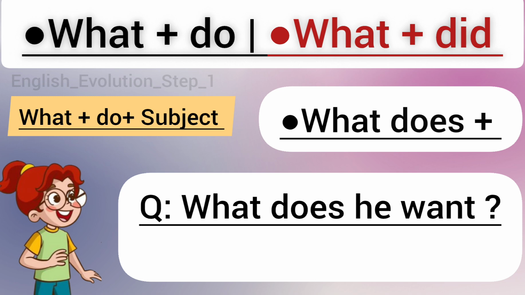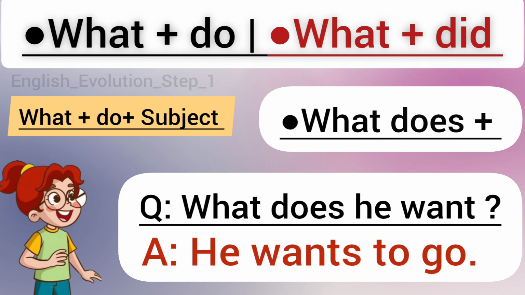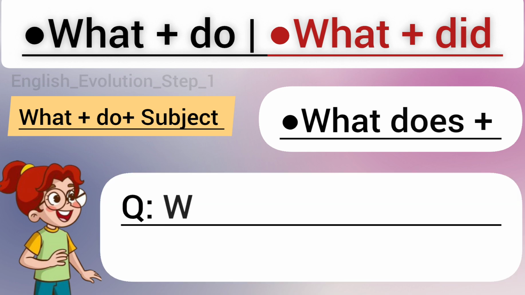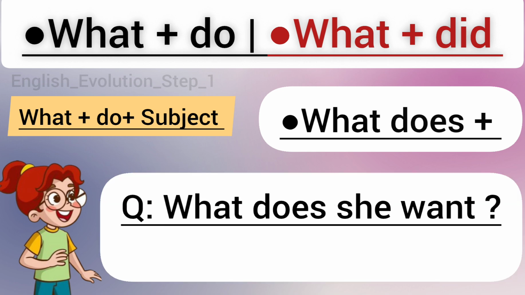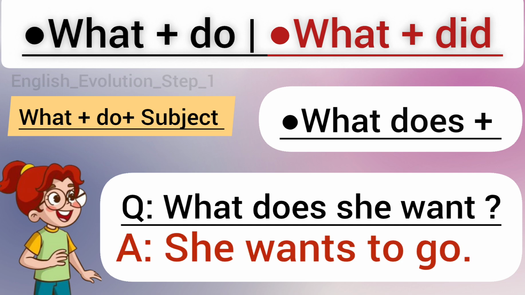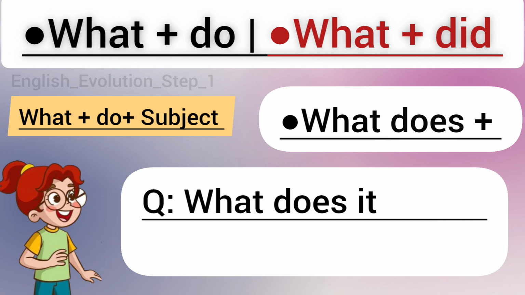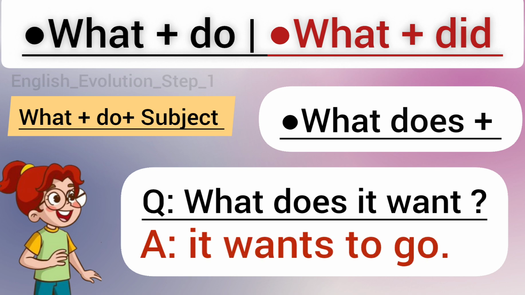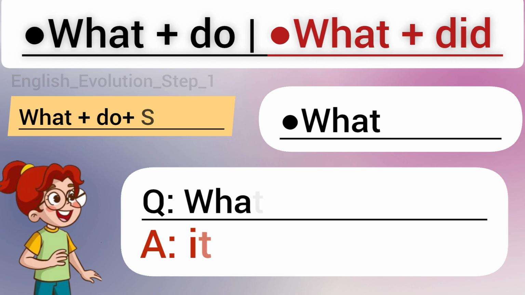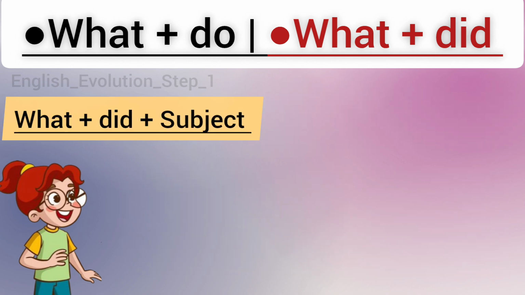What does he want? He wants to go. What does she want? She wants to go. What does it want? It wants to go. This is the present simple with what plus do or does. Now let's go to past simple.